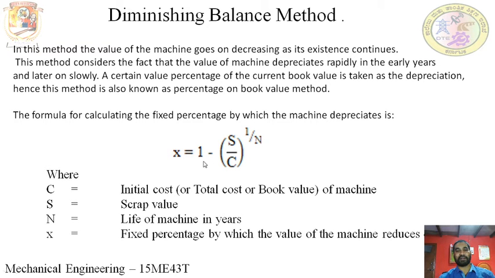For example, in the first year, the 10,000 is the book value of the machine. The fixed percentage we got by calculation is 10%. What will happen? 10% of 10,000 is 1,000.